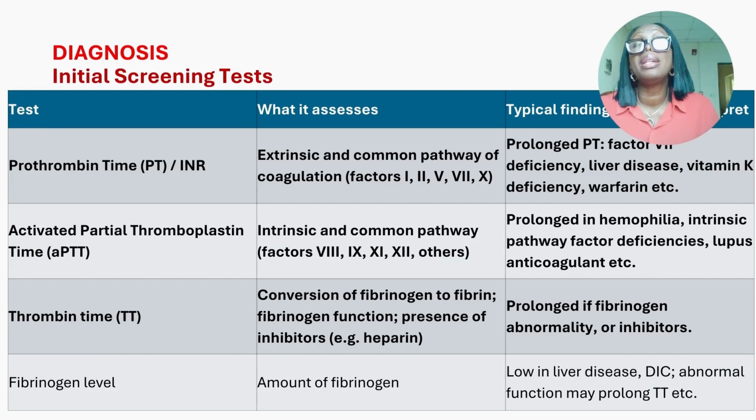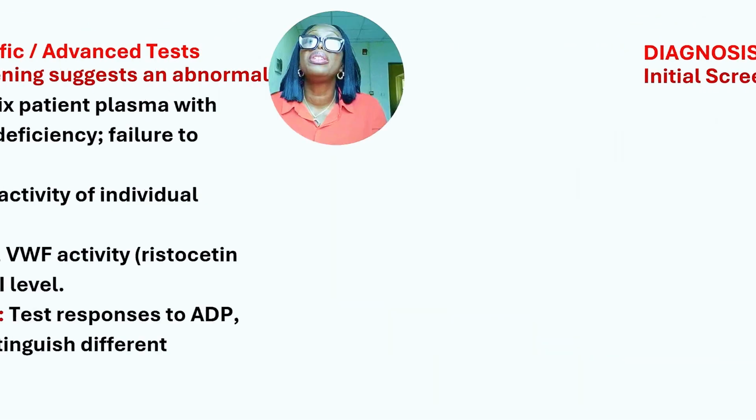Thrombin time test. Remember that the conversion of fibrinogen to fibrin is actually catalyzed by a thrombin complex. Therefore, when you have thrombin being inhibited, that final formation of fibrin will not be able to take place. Now, conversion of fibrinogen to fibrin, fibrinogen function, it assesses that particular function and also the presence of inhibitors. And then we have fibrinogen level. You can go straight on to actually assay for fibrinogen level.